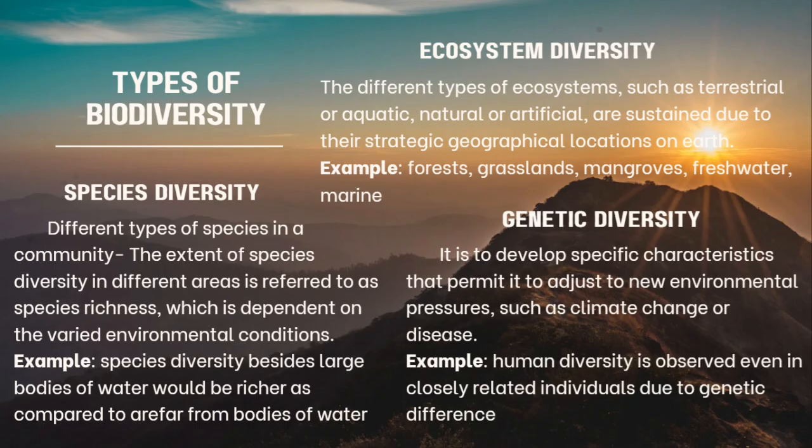The next one is ecosystem diversity. These are the different types of ecosystems, such as terrestrial or aquatic, natural or artificial, which are sustained due to their strategic geographical locations on Earth. For example, the forest, grasslands, mangroves, freshwater, and marine.